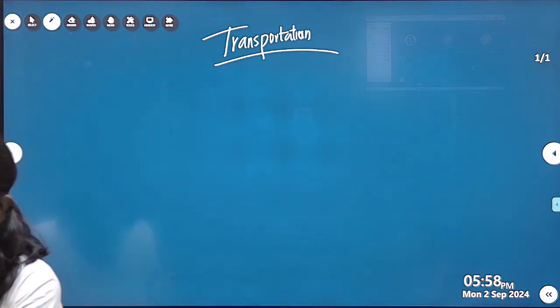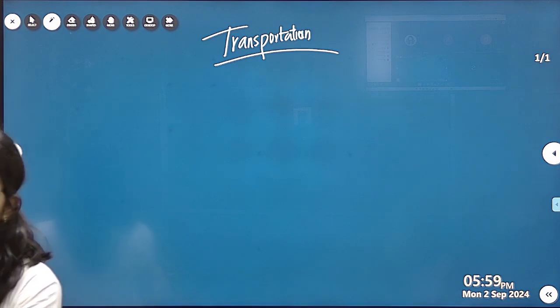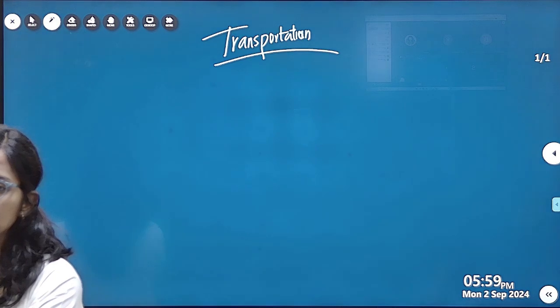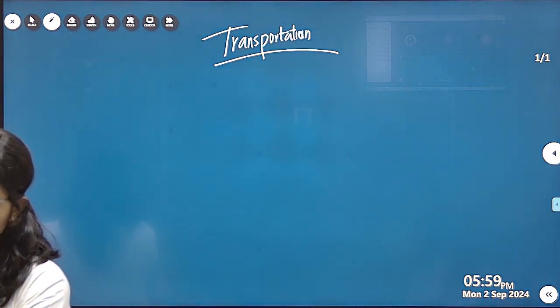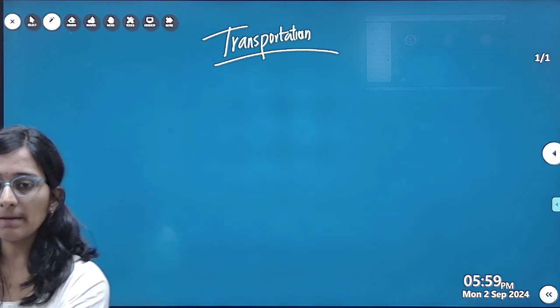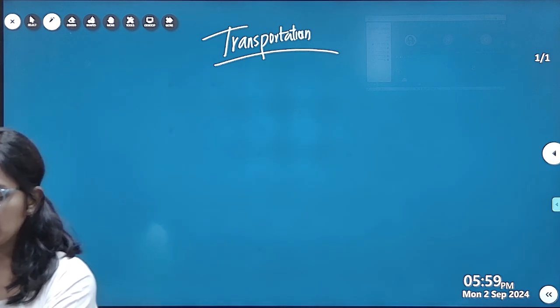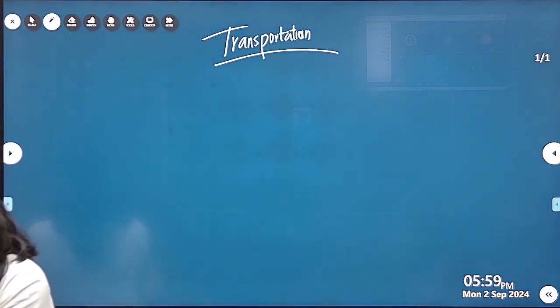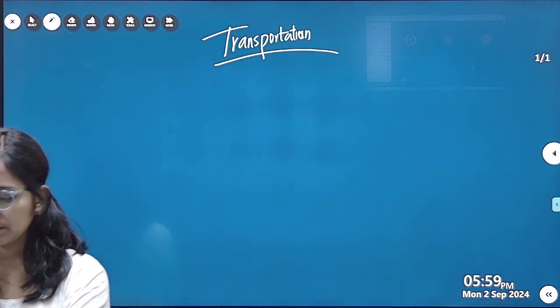Next point, a transportation problem is said to be balanced if the total supply is equal to the total demand.